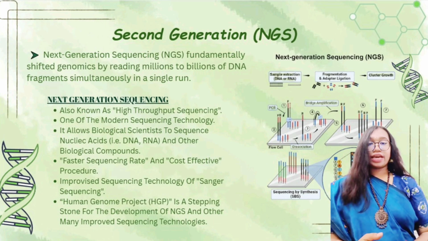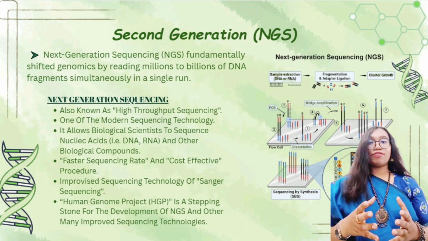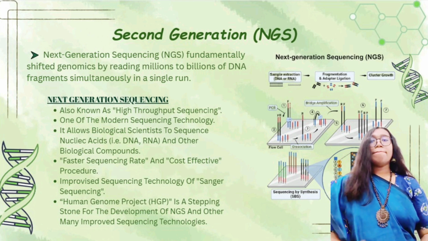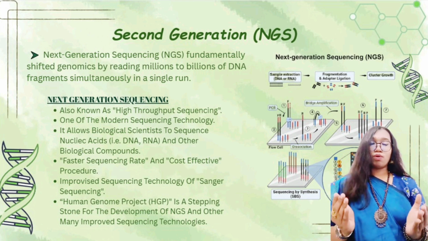Second generation, NGS. The second generation is called next generation sequencing, or NGS. This technology was a big improvement. Instead of reading one DNA piece at a time, NGS reads millions of DNA fragments at the same time. It uses bridge amplification and fluorescent detection. Because of this, DNA sequencing became much faster and much cheaper.